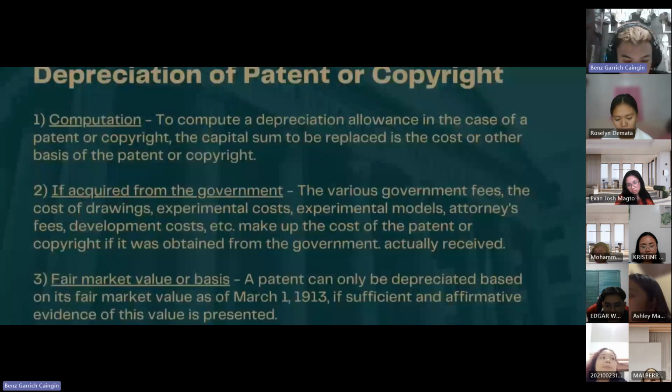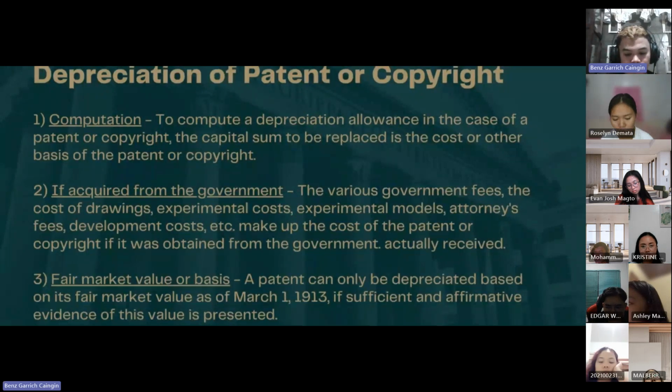Speaking of patent and copyright, what about their depreciation? First, computation. In order to compute a depreciation allowance in the case of a patent or copyright, the capital sum to be replaced is the cost or other basis of the patent or copyright. Second, how about if it's acquired from the government?